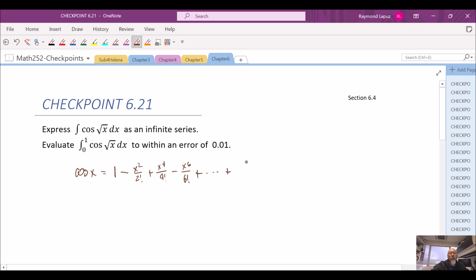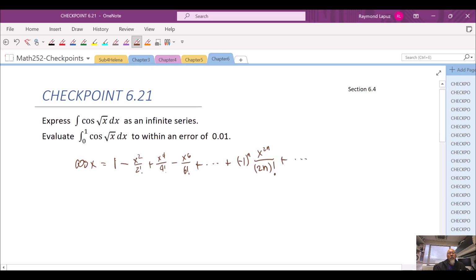And if you remember the general nth term, it's again an alternating series, and then x to the 2n, because it's only the even powers, divided by the same power as the factorial in the denominator.